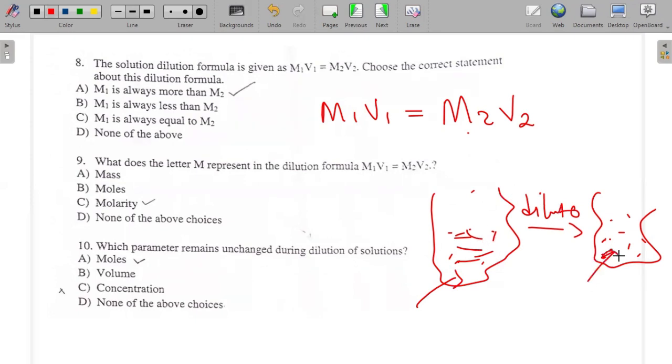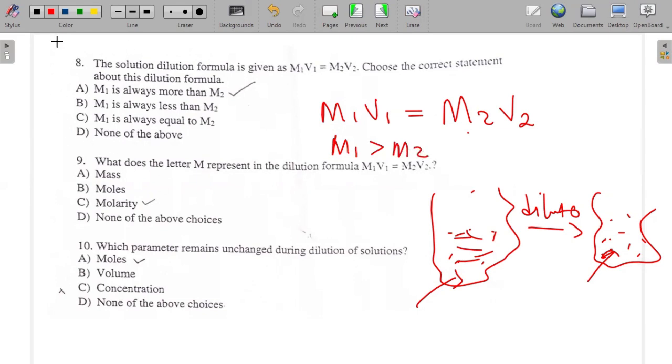So the concentration of the sugar reduces. It means that tea now will be a bit less sweet than it was before, right? So what has happened there? When you're diluting, the concentration before diluting is always greater than the concentration after diluting. So this M1 here, which is the concentration, is always greater than M2.